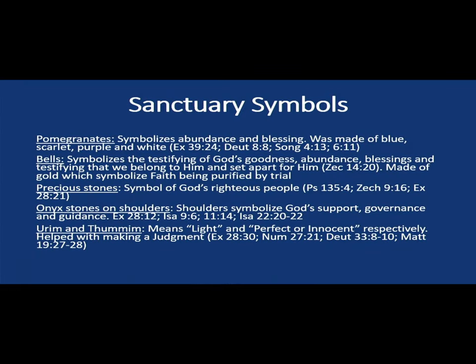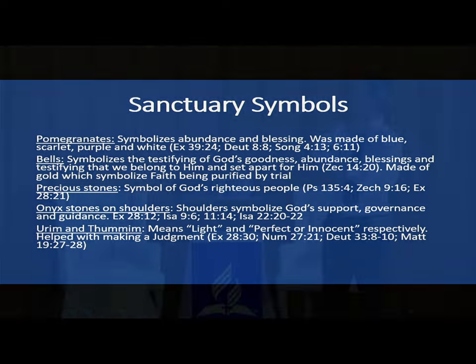Then the bells symbolize testifying of God's goodness, abundance, and blessing. So the bells that are ringing are people talking about God's goodness. The precious stones are a symbol of God's righteous people. The onyx stones on the shoulders symbolize God's support, guidance, and governance on the shoulder of God's people. And then the Urim and Thummim: the Urim means light, and the Thummim means perfect or innocent, respectively. So that was to help in making judgment. But it's still two stones, which represent God's righteous people. So God was making a judgment through that.